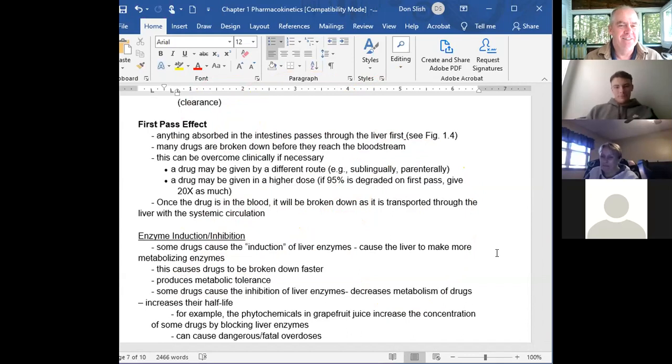Okay, so if you know a drug is rapidly metabolized, you could give more of it to get it in, but usually you would give it by a different route, injection or something.